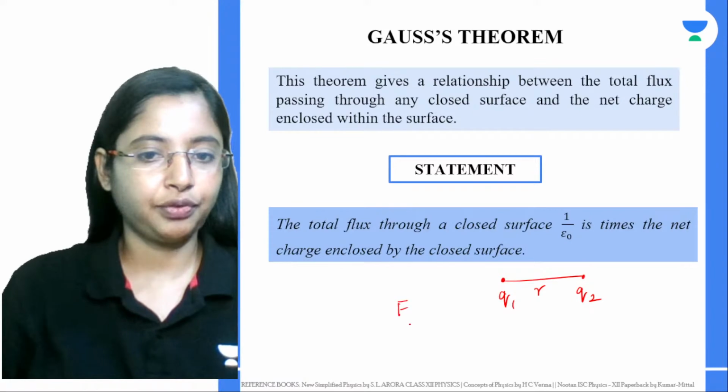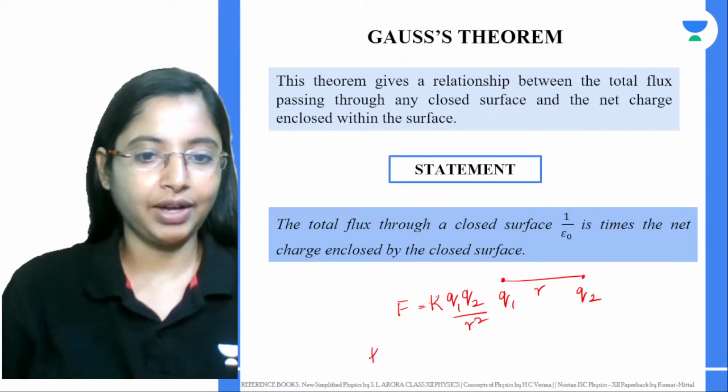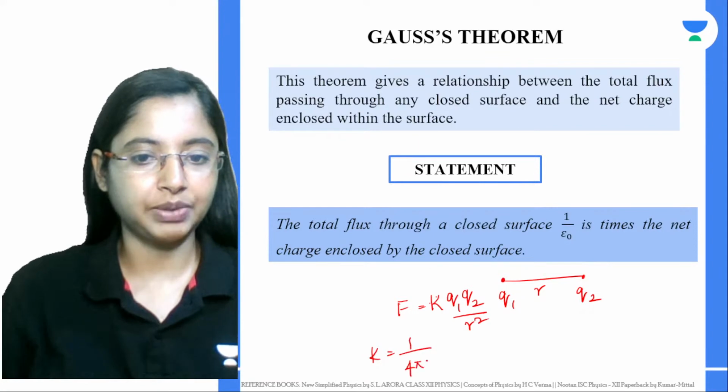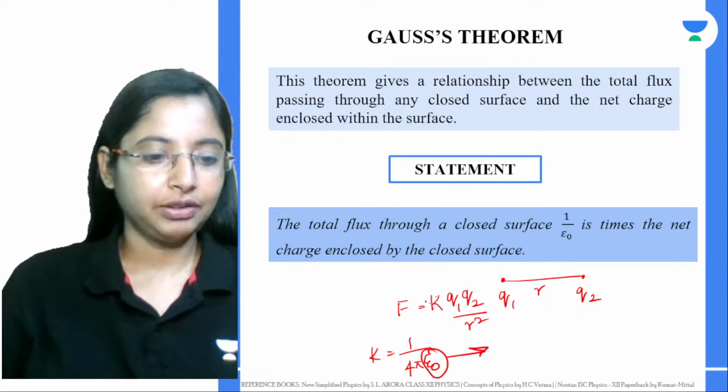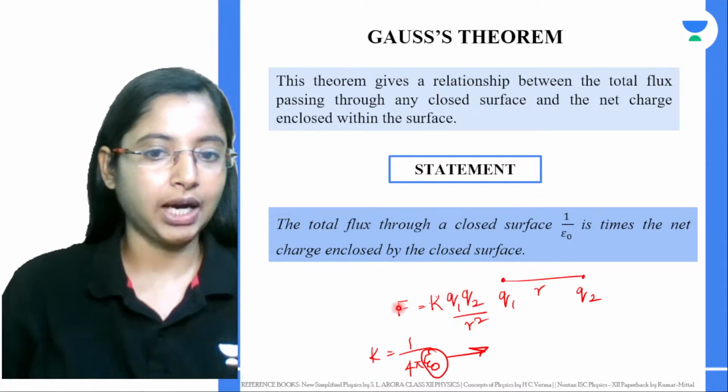Now the electrostatic force equation is given by K, the electrostatic force constant, times Q1 Q2 divided by r square. Now this K value is nothing but 1 by 4 pi epsilon naught. What does this epsilon naught actually mean? What are the ways in which you can change the force? You can change the value of Q or r, and the force will change.